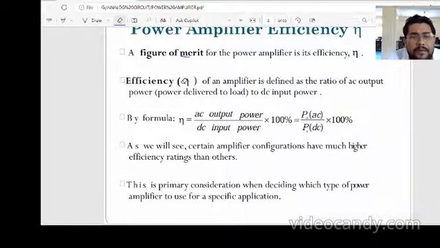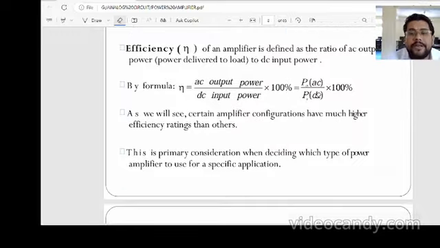The efficiency of an amplifier is defined as the ratio of AC output power delivered to the load to the DC input power, by the formula eta equals AC power divided by DC input power, times 100. For efficiency to be calculated in terms of percentage, we need to multiply by 100. So it is the ratio of AC power to DC power based on the DC supply to the transistor.